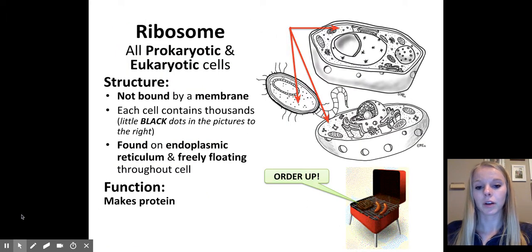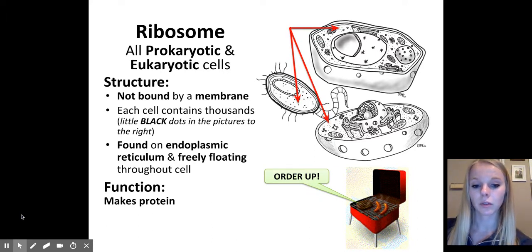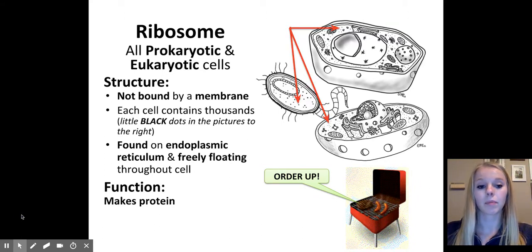Ribosomes are the only organelles that are not bound by a membrane. They are found in all cells. Each cell contains thousands of ribosomes. In eukaryotic cells, ribosomes are located on the rough ER and floating freely in the cytoplasm. The function of ribosomes is to make protein.